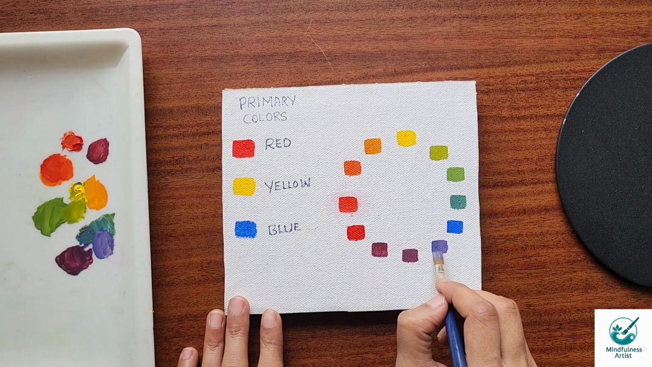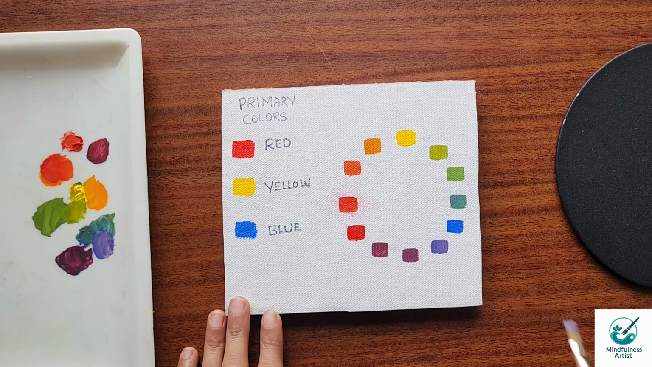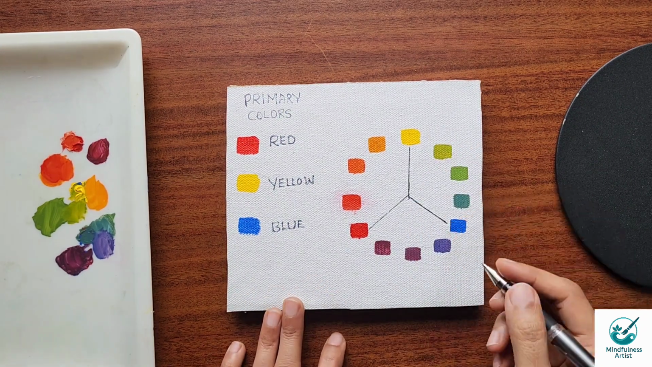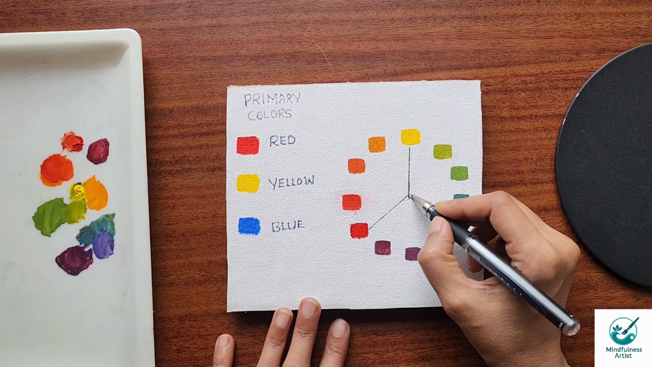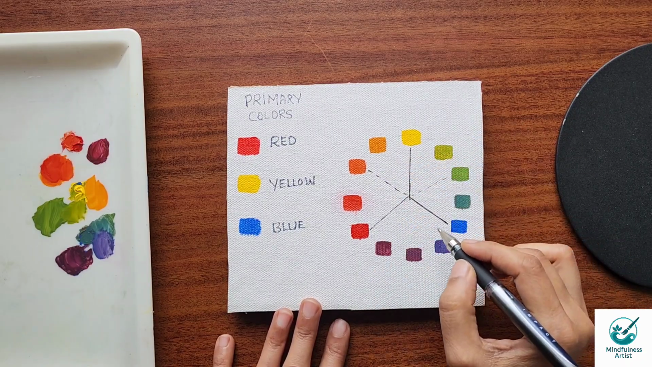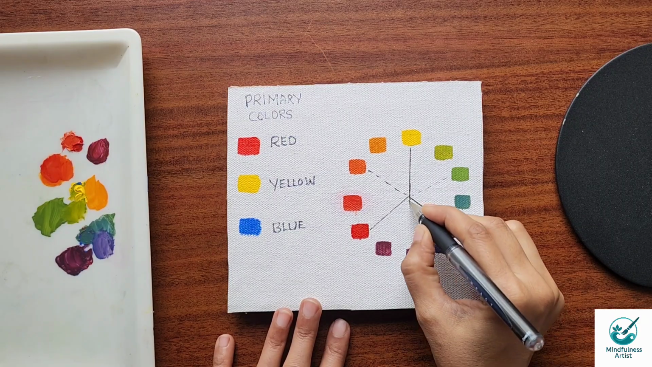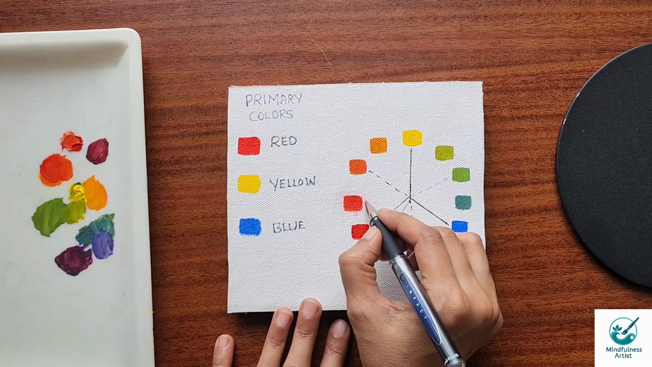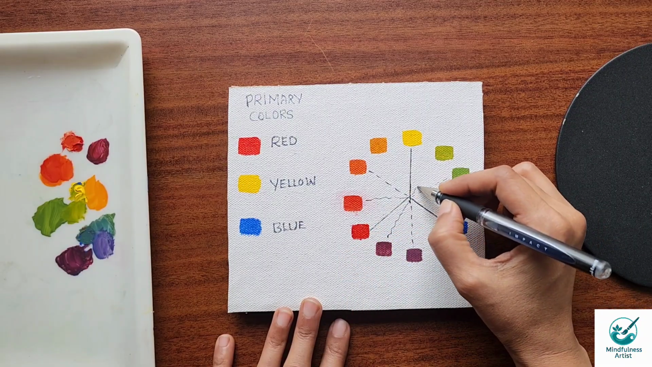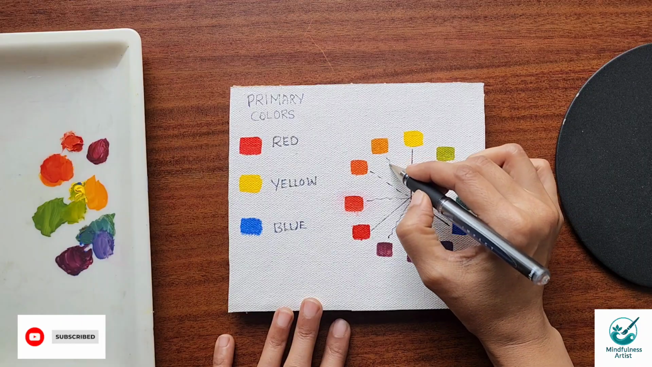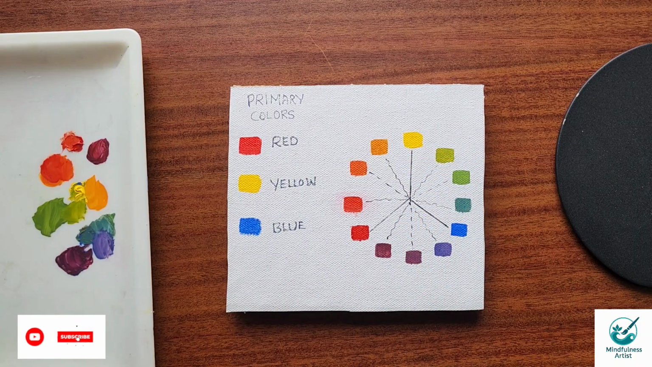So let's quickly review what we have learned. We started with the three primary colors, yellow, red and blue. From these we created secondary colors, orange, green and violet. Then we created the tertiary colors by mixing primary colors with their neighboring secondary colors. And with this we have completed our primary, secondary and tertiary colors on the color wheel.